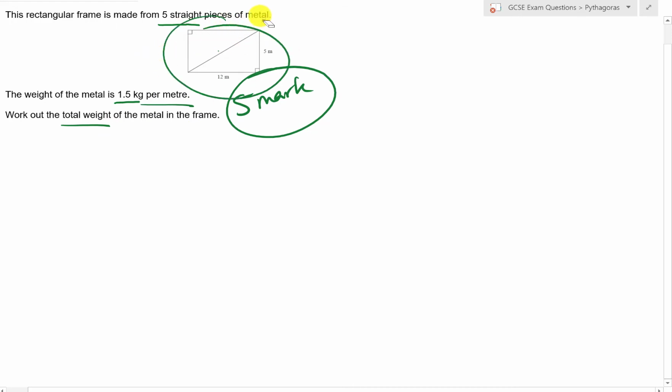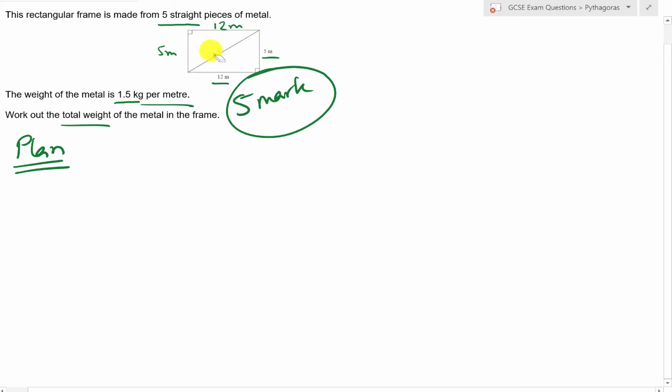Okay, now let's get to business. In order to find the total weight, we need to find the lengths of each metal piece of the frame. So let's make a plan first. We have the lengths of this side and this side, which are 12 and 5. Because it's a rectangular shape, and we know the opposite sides of a rectangle are equal, we can say this is 12, and this is 5. The only problem is we need to find this diagonal length here.